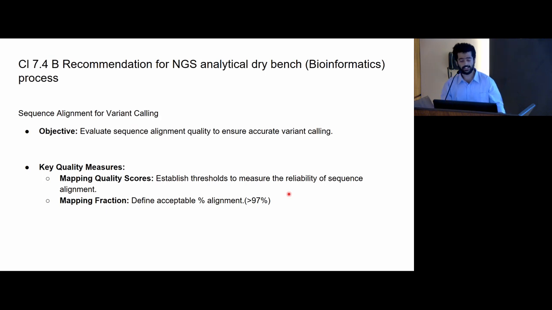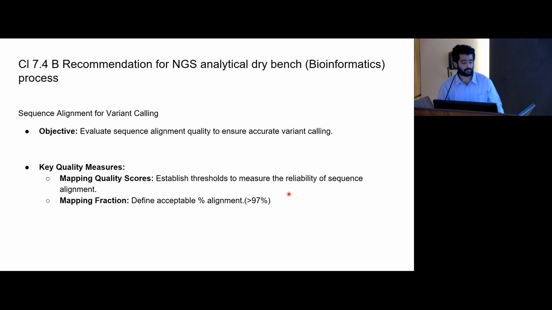So mapping quality scores and mapping fraction cannot be used interchangeably, because mapping quality score talks about a particular sequence aligning to your reference, as compared to the mapping fraction, which is the entire region or the entire genome aligning to your reference. So basically for mapping fraction, NABL states defining an acceptable percentage alignment. In our lab, we accept an alignment score of 97% and we use various aligners depending on the assays, such as Bowtie or BWA.